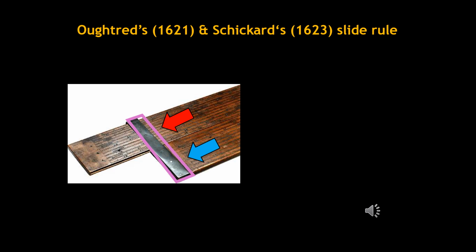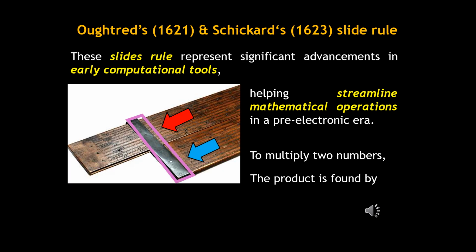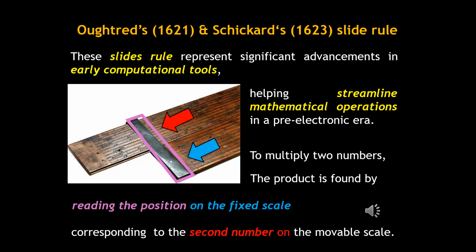So here you can see an old slide rule from the past. As I showed you before, this streamlined the mathematical operation in the pre-electronic era. It allowed to make fewer mistakes. For example, to multiply something, to find the product, you just have to move one and the other ruler and move this purple stuff. So it was very convenient and it sped up the operations a lot.